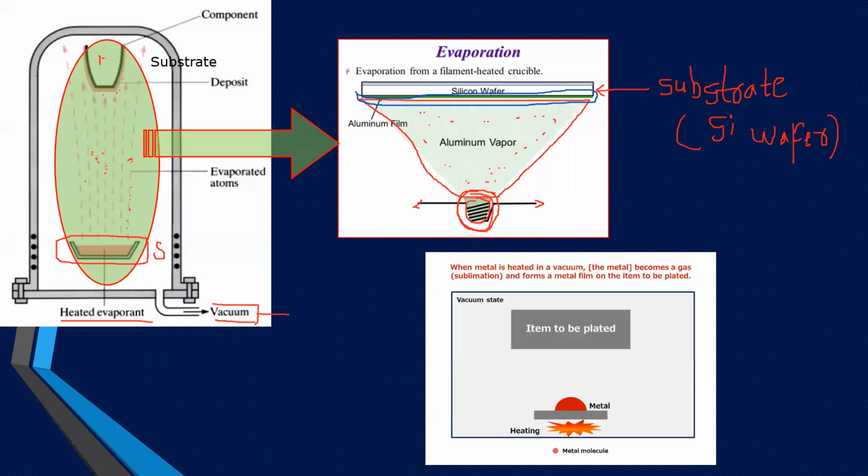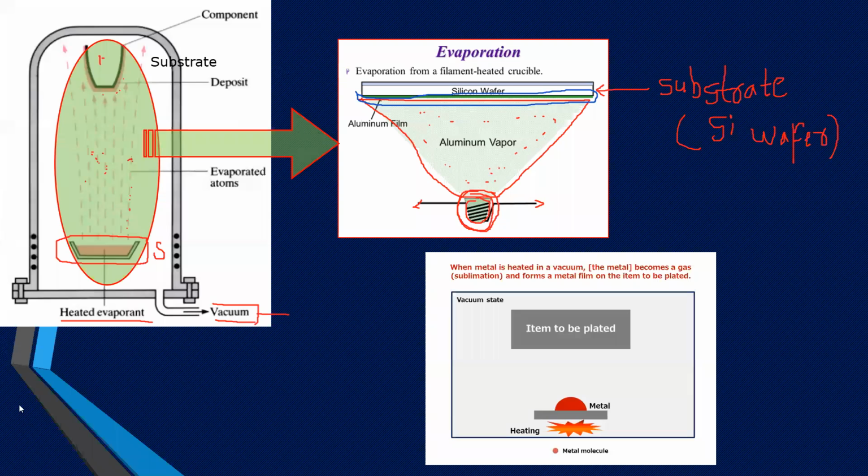Here the silicon wafer is used as the substrate because on the silicon substrate the aluminum film grows very well, and maybe that is the purpose for which silicon is used here.